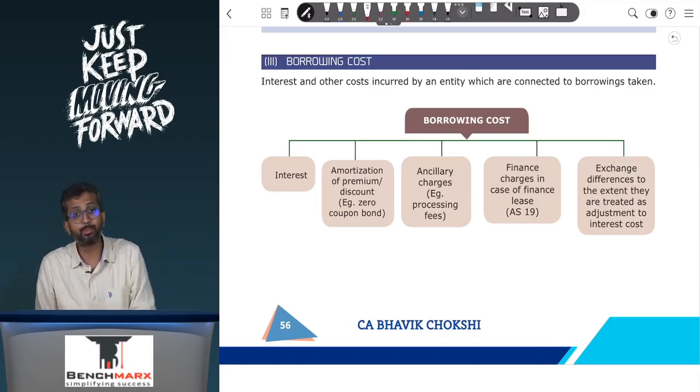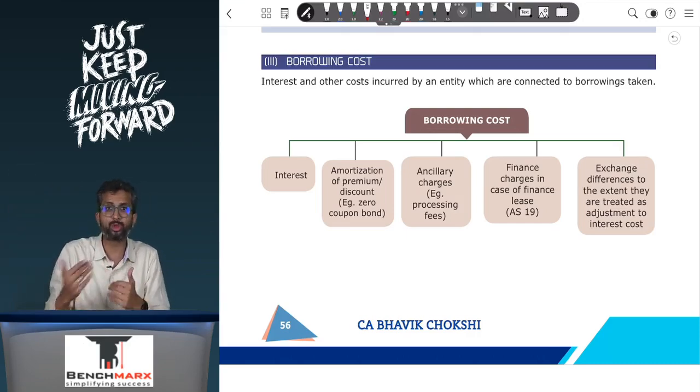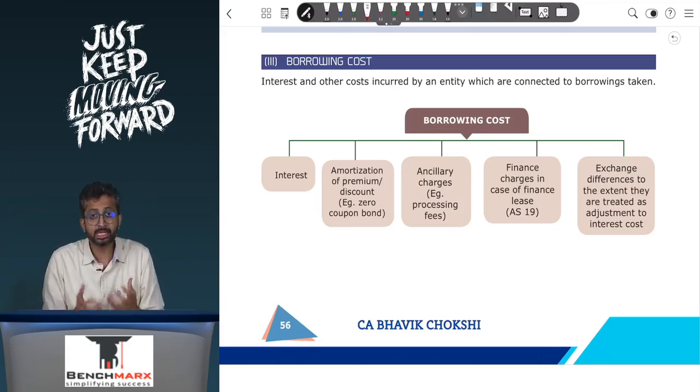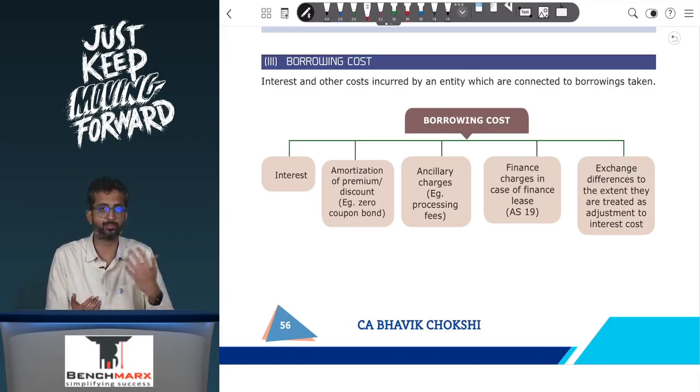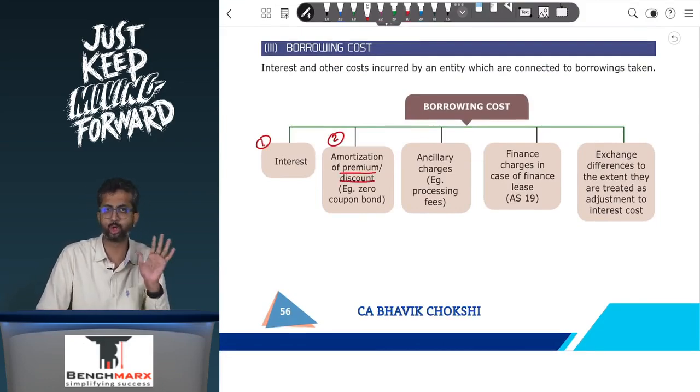Alternatively, there can also be a premium where I take a loan of 100, pay some interest if applicable, and then say that I'll repay at the end 110 rupees. So the 10 rupees extra that I'm repaying is connected to the borrowing and hence premium or discount, which is arising along with the borrowing is also a borrowing cost. So your borrowing cost will include the interest cost, the most common, and then amortization of premium or discount is also connected to the borrowing, will also be a borrowing cost.